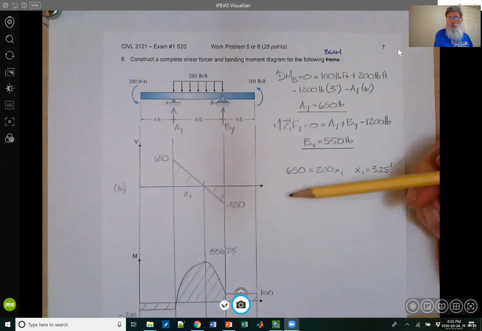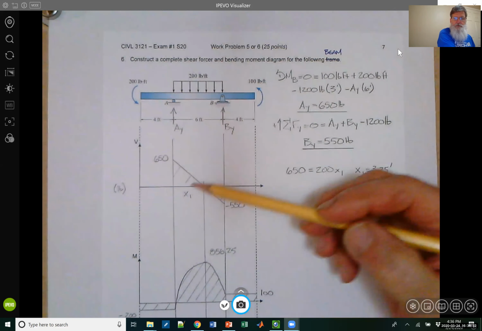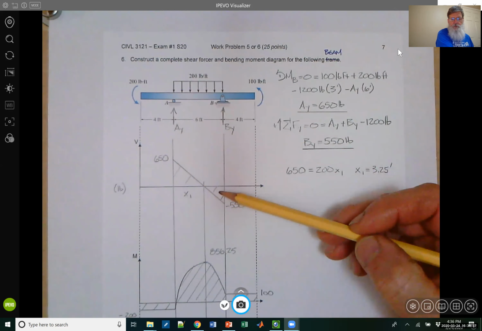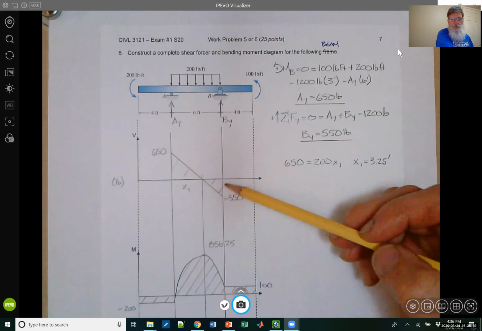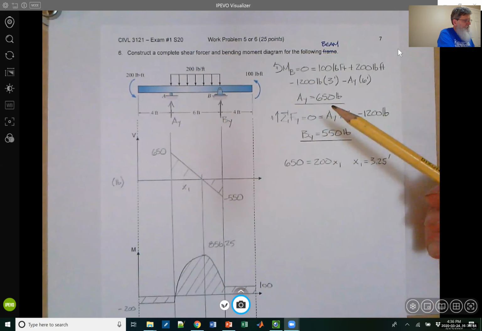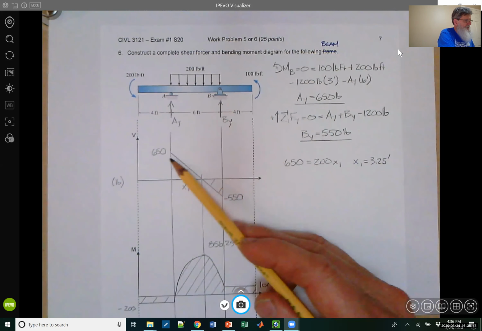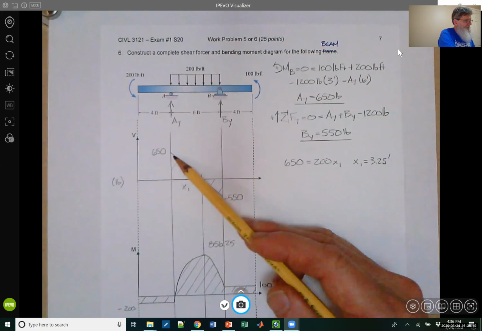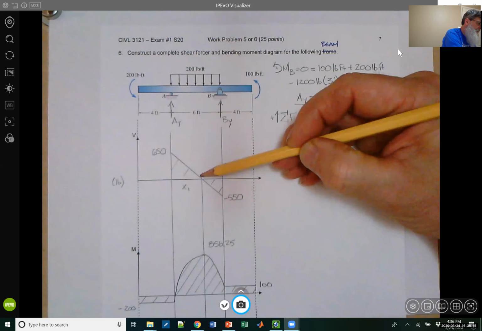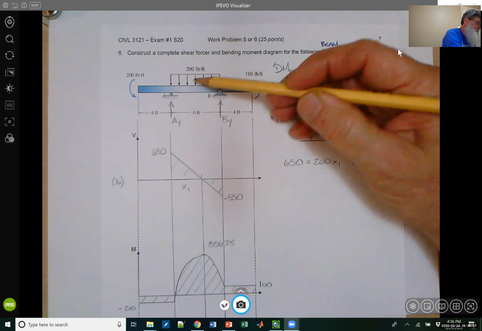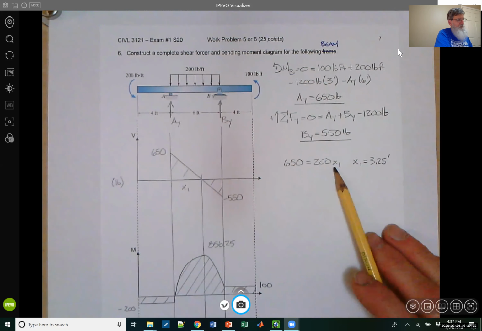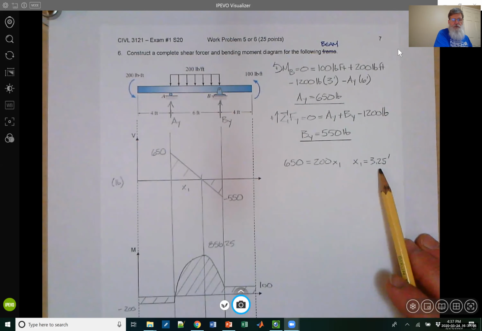I guess why this problem is a little more challenging than problem 5 is that we now have to find this point. We go from positive shear to negative shear. We need it just to be able to find the area of these curves to predict our moment. So remember, the change in shear force between these 2 points is 650 to 0. That's a change of 650. And the corresponding area under the curve would be base times height. There's my height and there's my base. So I can solve for x1 very easily. In this case, it's 3.25, which makes sense.